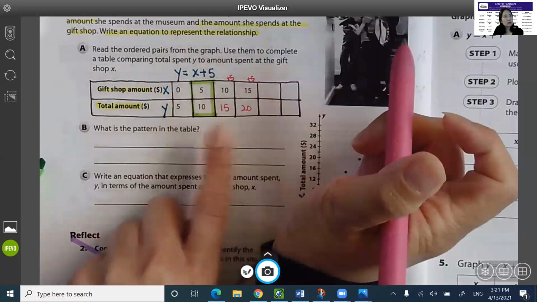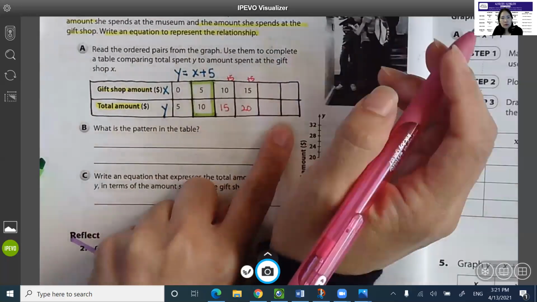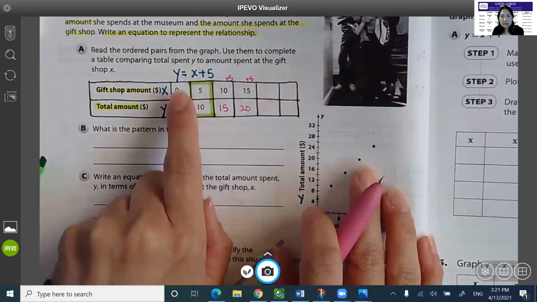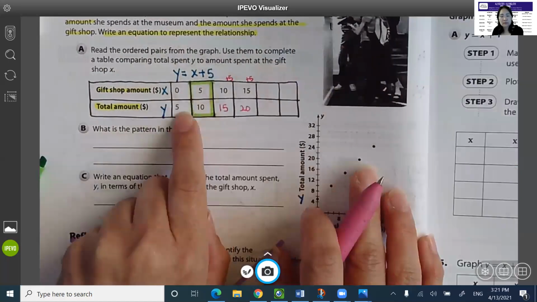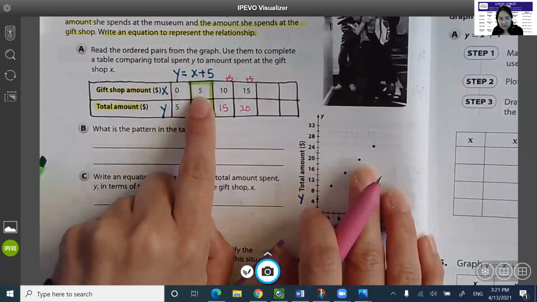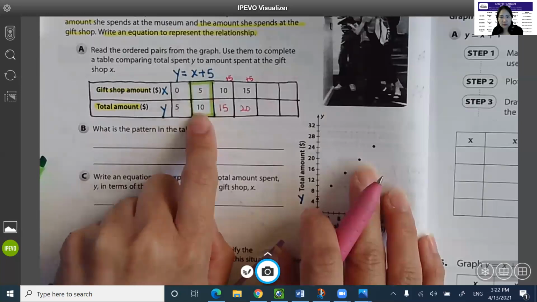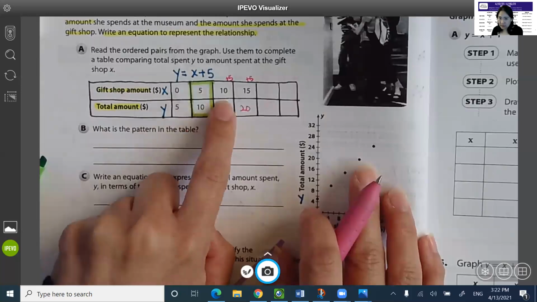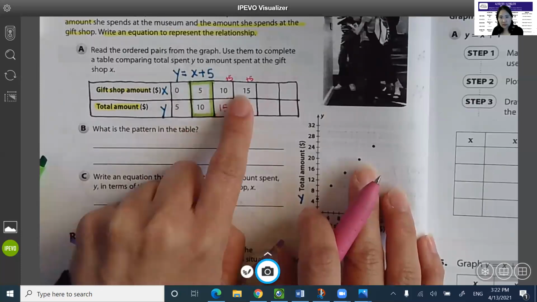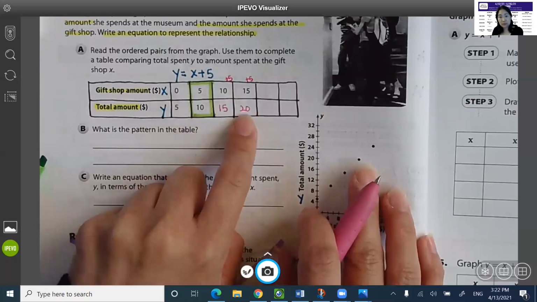Now, why don't we try two random numbers? But before that, let's make sure you understand the meaning of it. If you spend no money buying souvenirs at the gift shop, the total amount you spend at the museum is 5. That's because the entrance fee is $5. But if you spend $5 at the gift shop, then gift shop plus the entrance fee, your total is 10. If you spend $10 at the gift shop, the total amount is 15. $15 at the gift shop, total amount will be 20.